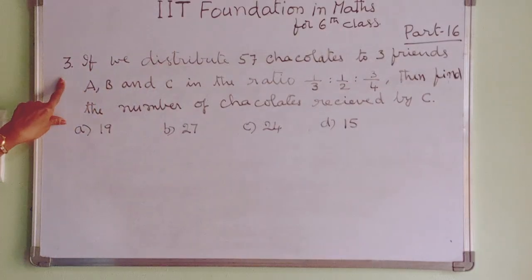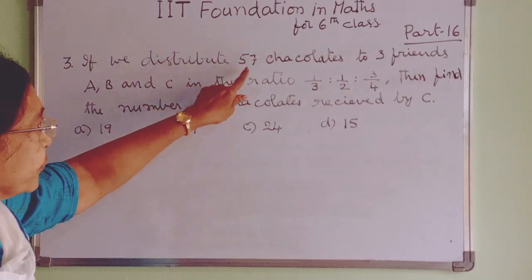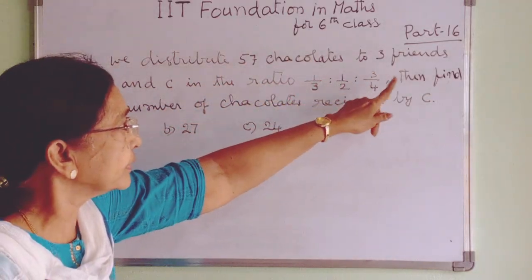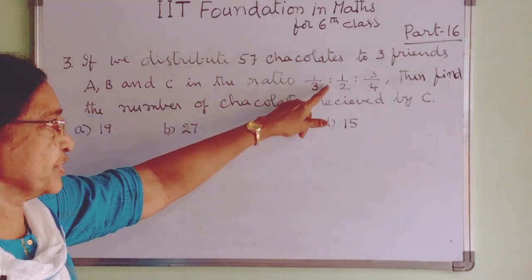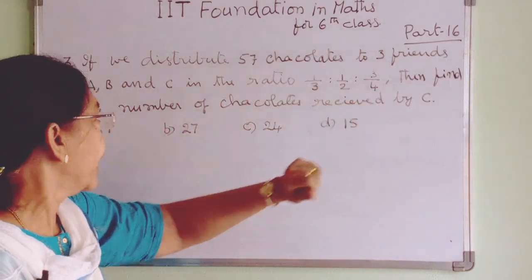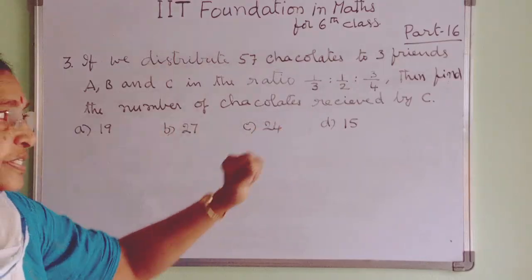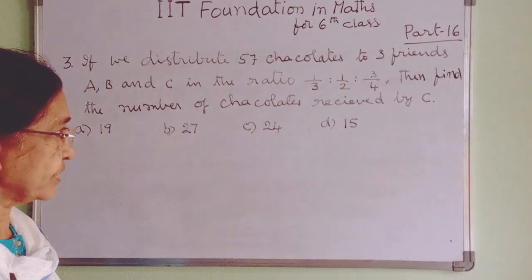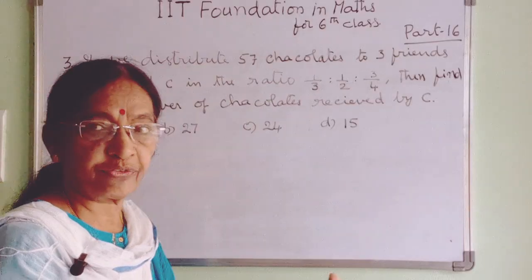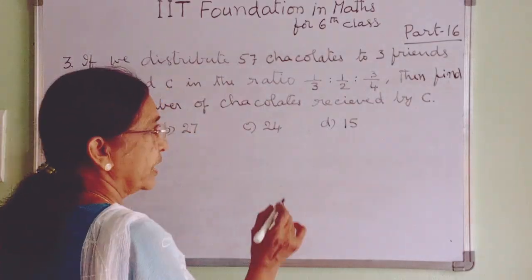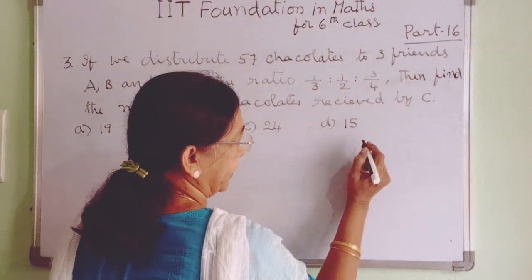Next, third problem. If we distribute 57 chocolates to 3 friends, A, B and C, in the ratio 1 by 3 is to 1 by 2 is to 3 by 4, then find the number of chocolates received by C. First, we will convert this ratio into the ratio of natural numbers. For this, find the LCM of the denominators.